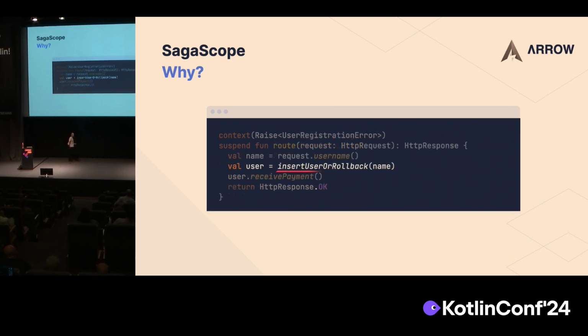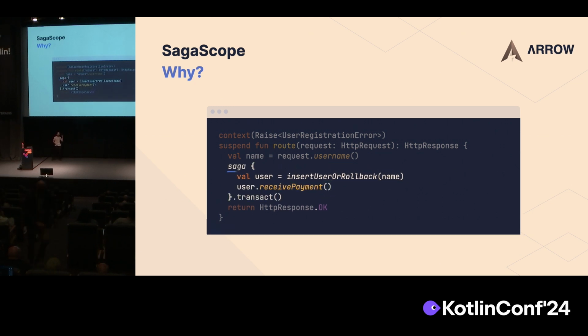So we can replace our insert user function with the insert user or rollback function, but now our code does not compile. Our insert user or rollback function requires a Saga scope, and it's nowhere present inside. So we can introduce a Saga block for the scope that we want, in this case, inserting the user and receiving the payment, and we then run it as a transaction. In case anything goes wrong, the compensating action to delete the user will run. So here we keep our transaction as small as possible.